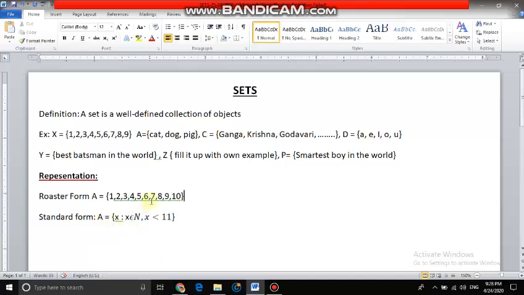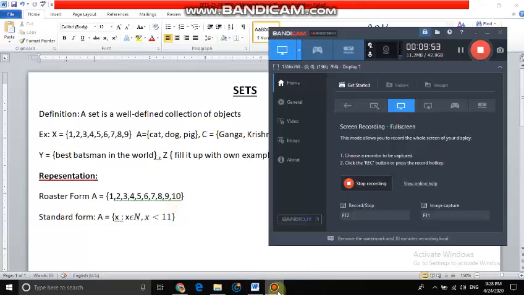This is the roster form above and the one below is the standard form. Here x is a natural number and x must be less than 11. These are the two representations of a set. I'll give examples in the worksheet, where you can convert them into standard form and roster form. Thank you.